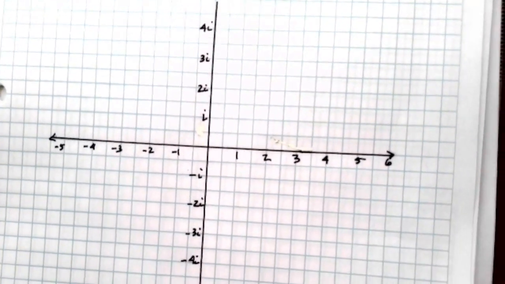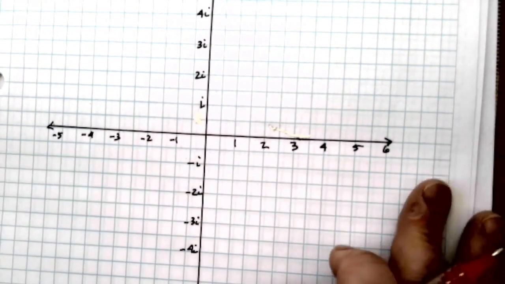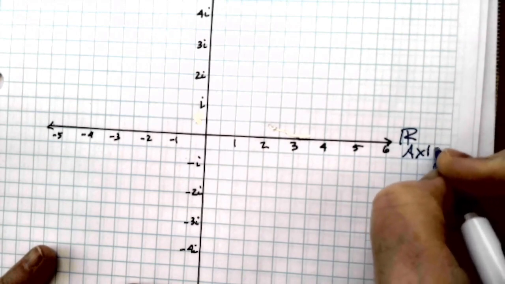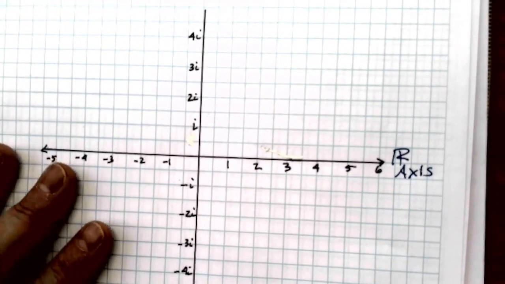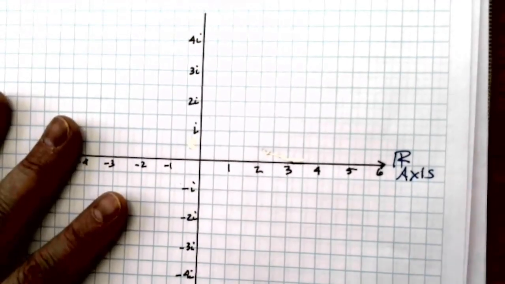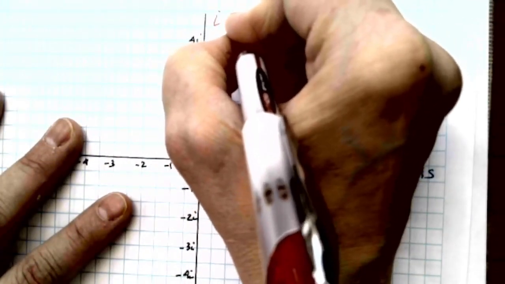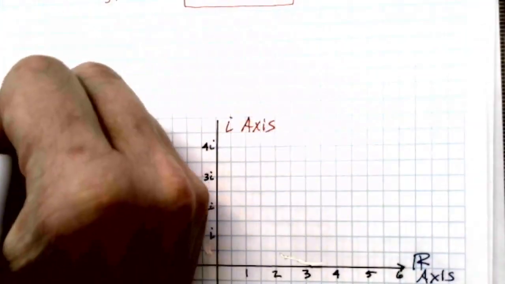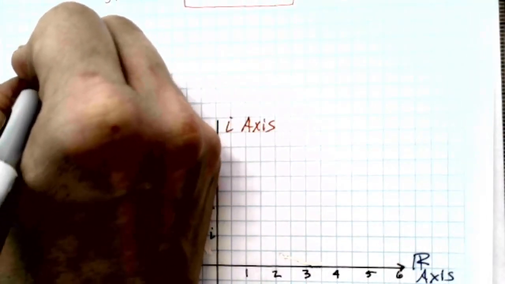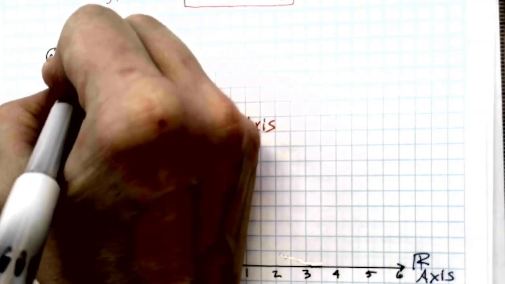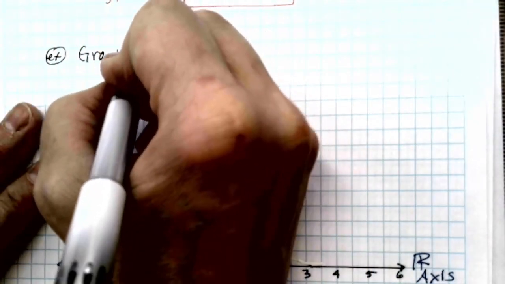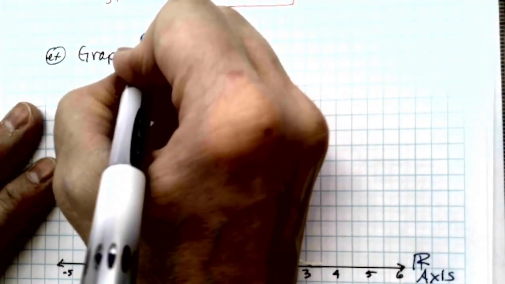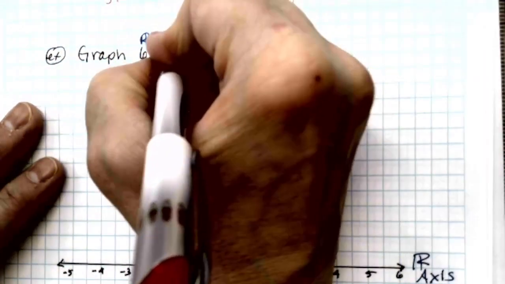And on your graph, you can see that the x-axis is your real axis. That's where the x-coordinate goes. And the y-axis is your imaginary axis. All right, so we're going to do an example. We're going to graph the number 6 plus 4i. Okay, so 6 is the real part. 4i is the imaginary part.